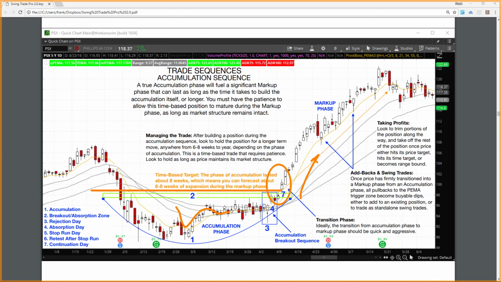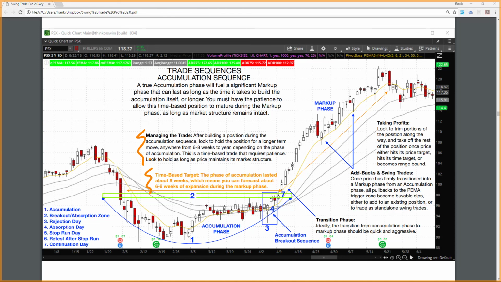Again, the time-based target: the phase of accumulation lasted about 8 weeks, which means you can forecast about 6 to 8 weeks of expansion during the markup. That's something that you always want to know. Managing the trade after building a position during the accumulation sequence, look to hold the position for a longer term move, anywhere from 6 to 8 weeks to a year, depending on the phase of accumulation.